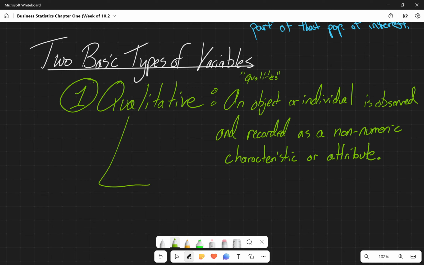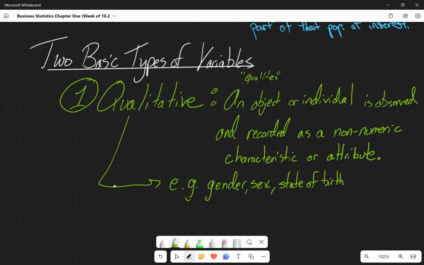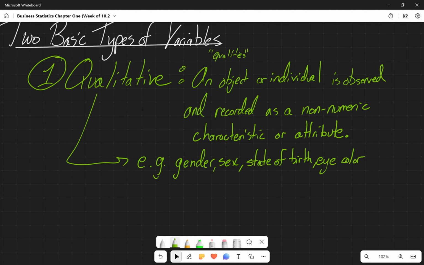So what are some examples of qualitative variables, right? Well, one of them is going to be our gender, our sex. Others are going to be the state of our birth, or the state or country where we're living. Also our eye color, hair color, so on and so forth. So qualitative doesn't have to do with numbers. It's non-numeric.